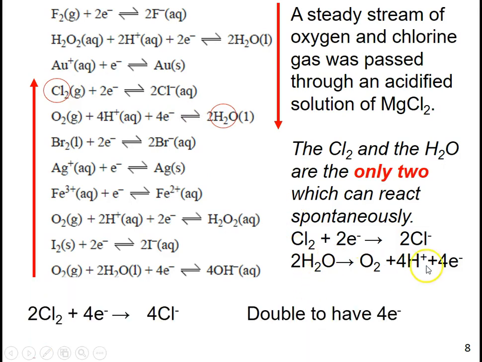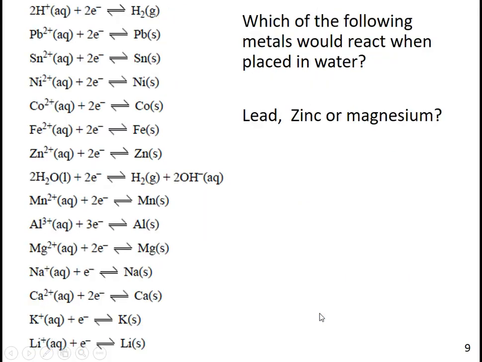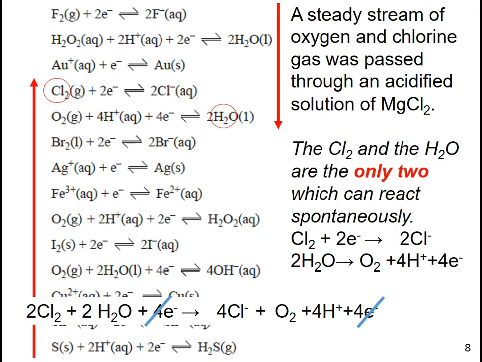If we put these two half equations together, you've got 2 electrons being needed here, 4 electrons being given, so you'd have to double the first reaction. So when you put the two together, after you've doubled this, you'll end up with all the reactants on the left, all the products on the right, and you can cancel out your electrons to tidy up your equation. You could put the hydrogen and the chlorine together to make 4 hydrochloric acid molecules.